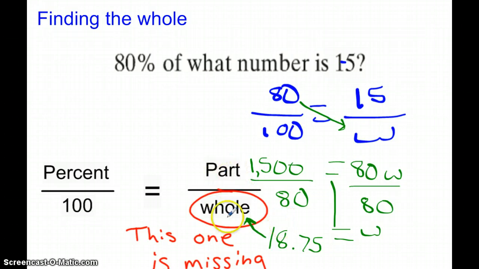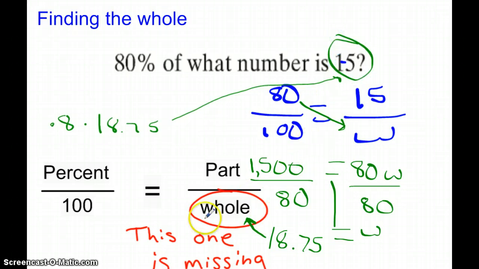Even though 18.75 isn't a whole number, that is what we are taking the 15 out of. So 80% of 18.75 is 15, and you can double check that by doing 0.8 times 18.75, and hopefully you're going to get 15. If you want to do that in your calculator just to double check, that would be terrific.